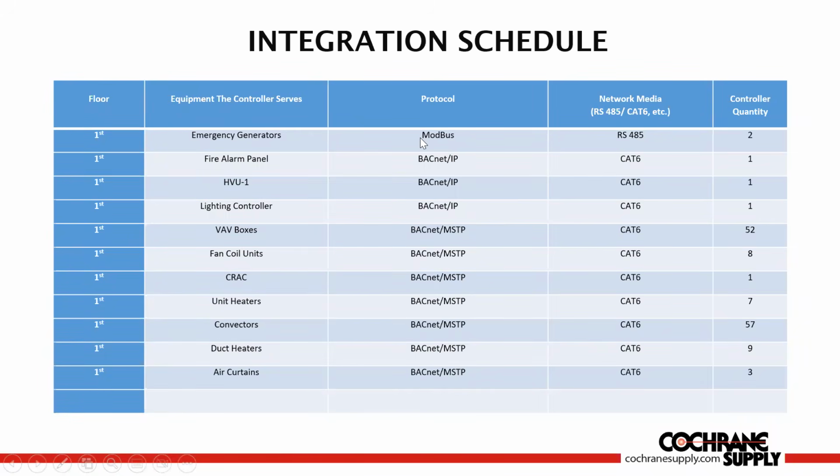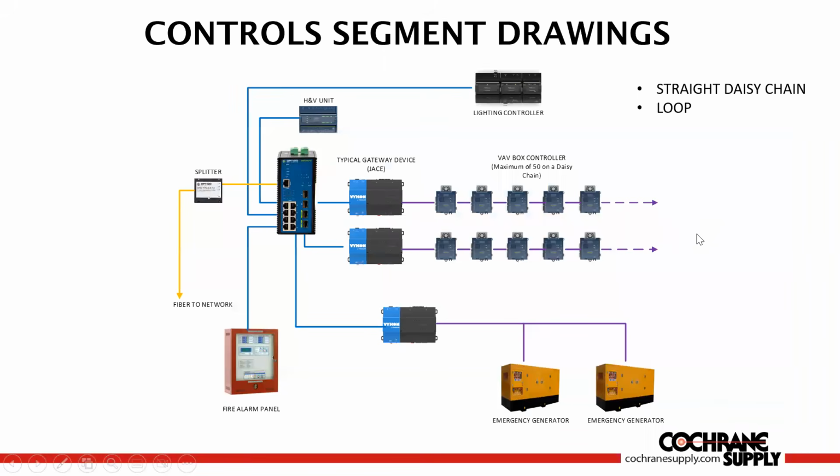What this protocol does is lets us know the network media. And then you put the controller quantity. So why is all this important? Well, because you're trying to build this type of drawing for your systems integration drawing. So this would be the first floor.